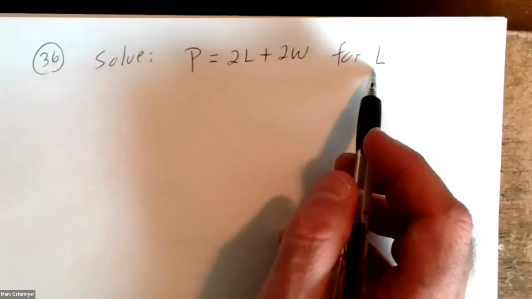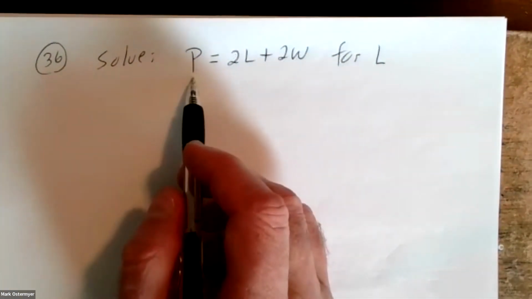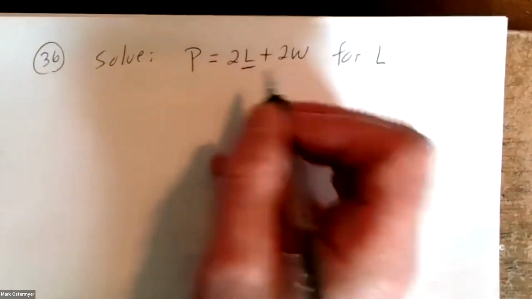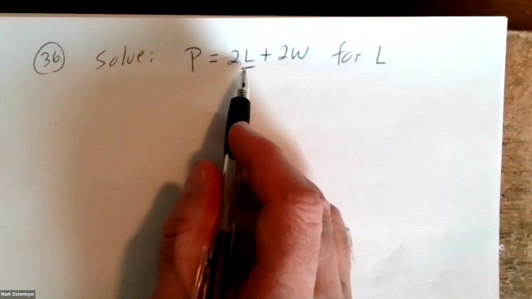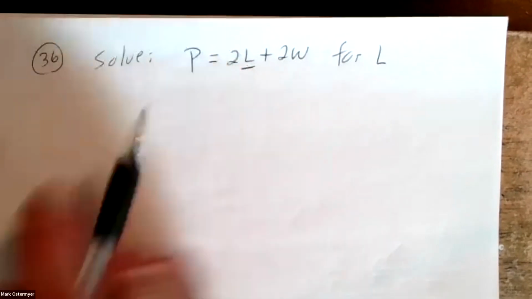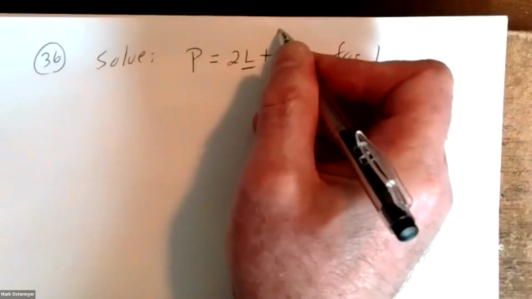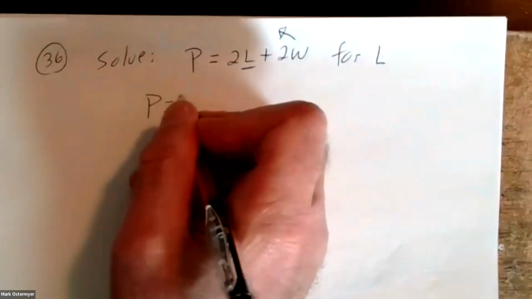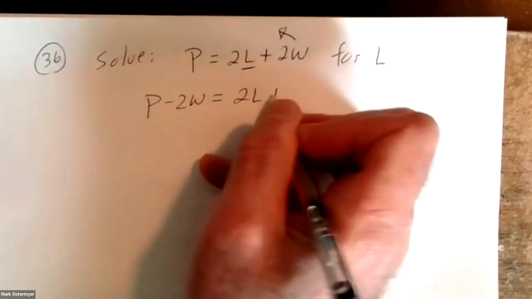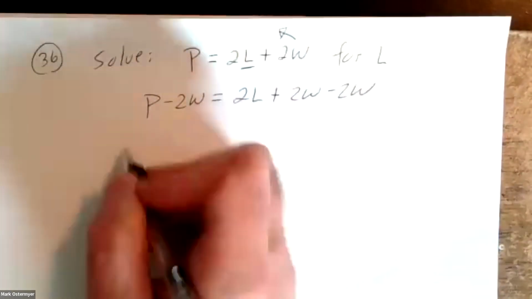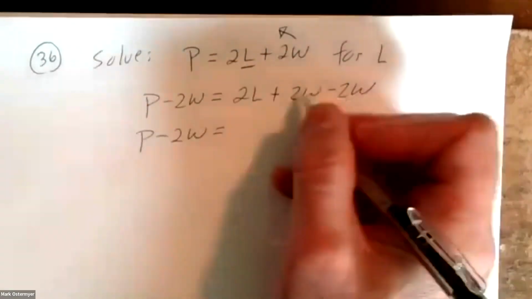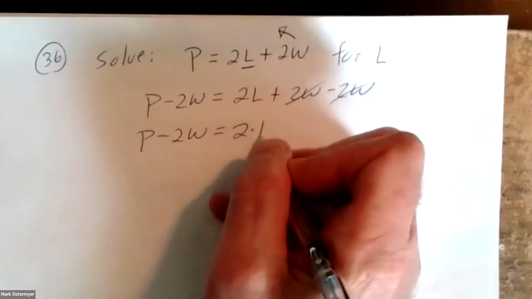They want us to solve it for L, the length. Presently, it's solved for perimeter P. How do I get this thing solved for L? How do I get L all by its lonesome? How do we get L all by itself on the right side? First move, anybody? Take away 2W. Yeah, we can move this whole term 2W over to the left side by subtracting it from both sides. That'd be a nice way to start. Hence, we have P minus 2W is equal to, these 2W's drop out on the right, leaving us with 2 times L.